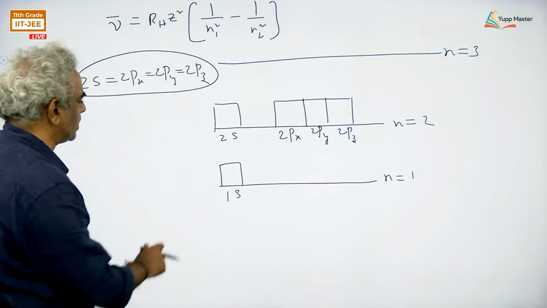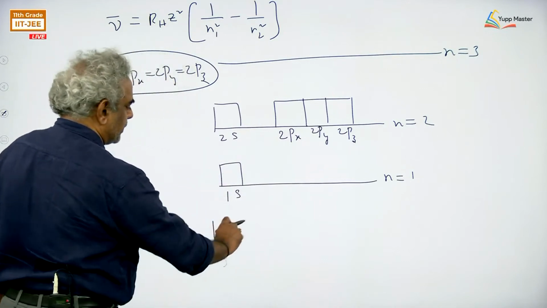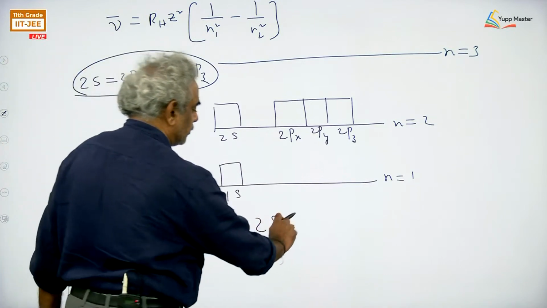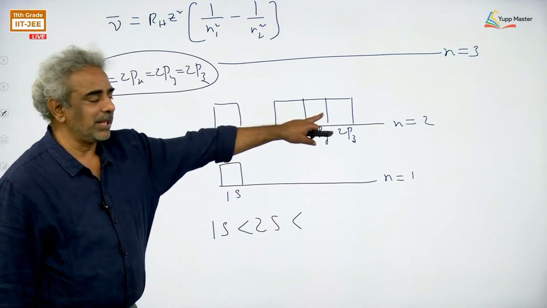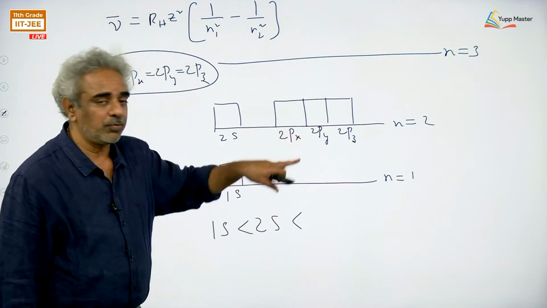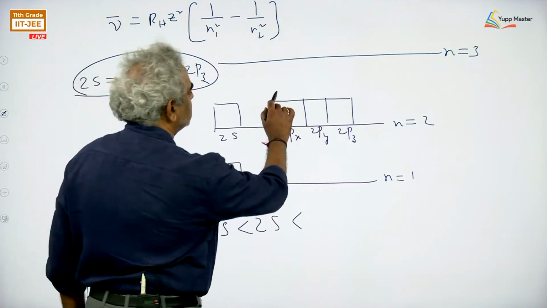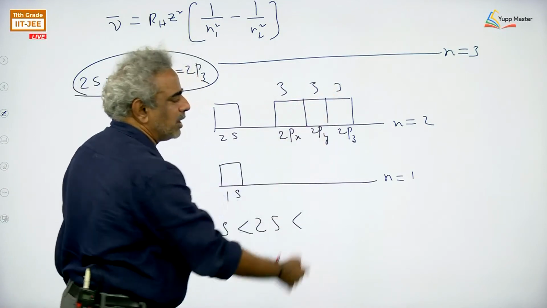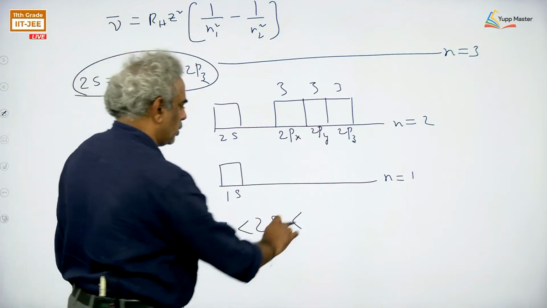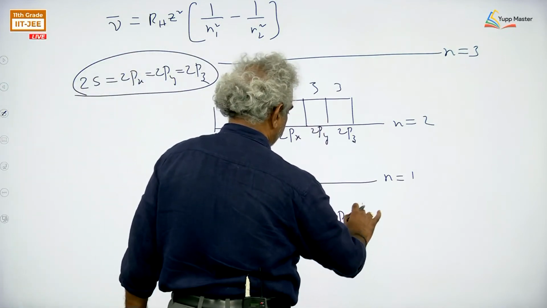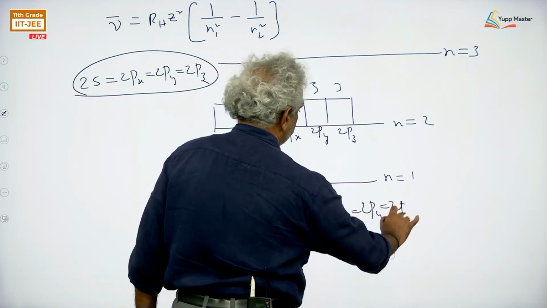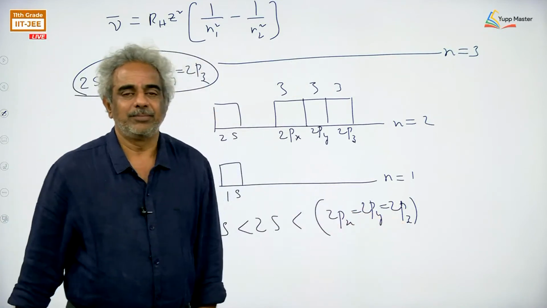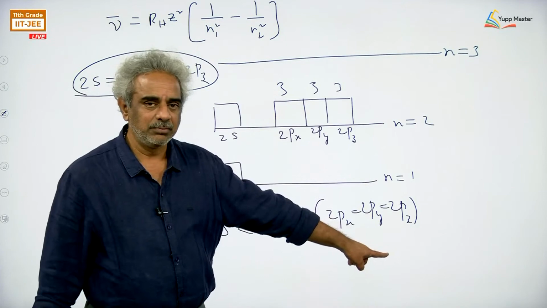So, who has the least energy? 1s. Next best energy, 2s. Then comes 2p. Its energy is more than 2s because n plus l value is more for them. And what is the n plus l of this? 2 plus 1, 3, for each of them. All of them have the same n plus l value. So, 2px, 2py, 2pz have the same energy. So, degeneracy is 3: 3 orbitals with the same energy.